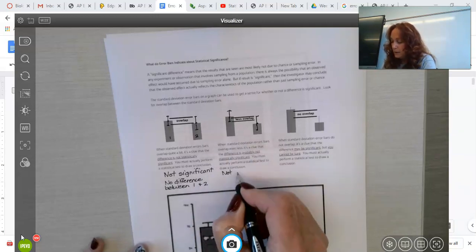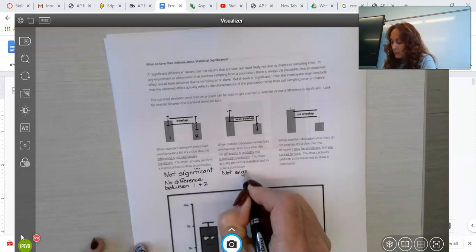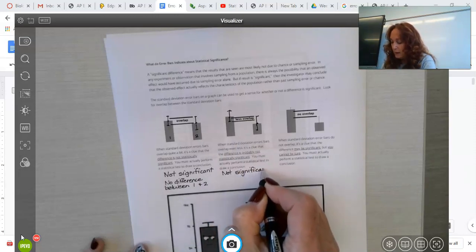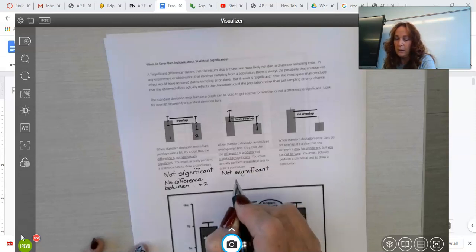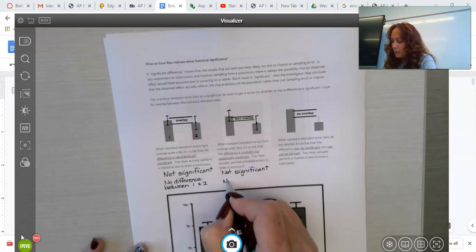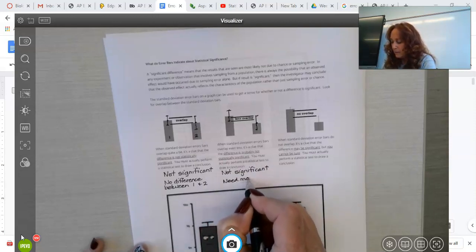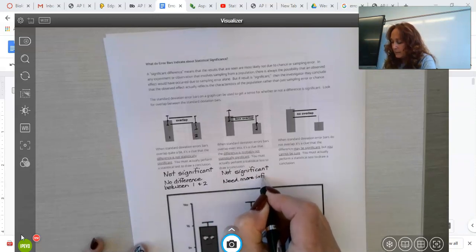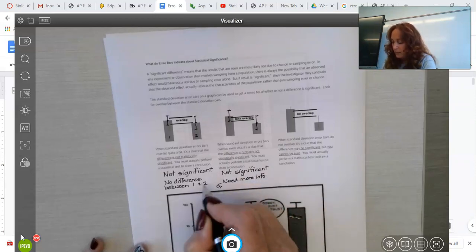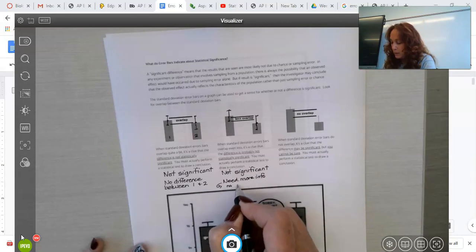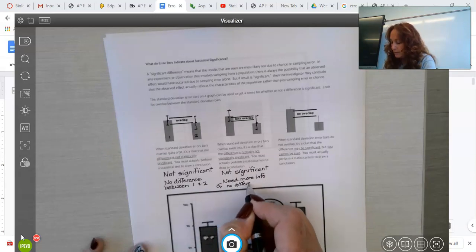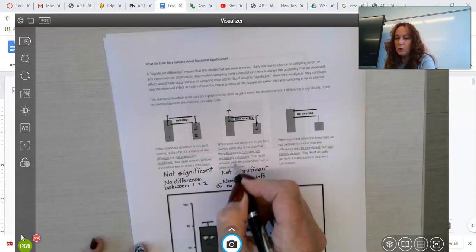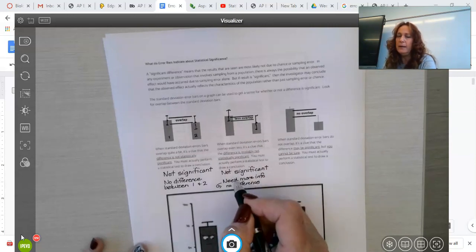You could say that the differences are not significant, because significance is either it is or it isn't. But you may need more information. But statistically, there's no difference. This is where you start thinking, I need some more data.